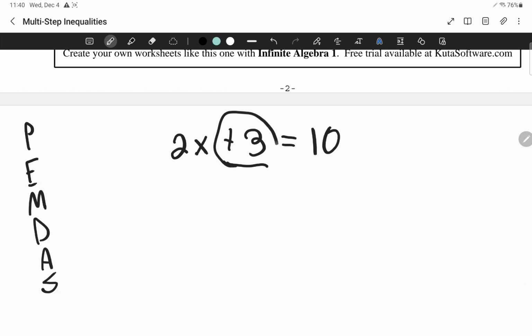So usually I know that anything that has a plus or a minus, and I can see it, that's the first thing I want to move. Okay, so in this case, I would want to move the 3. So how do we do that?